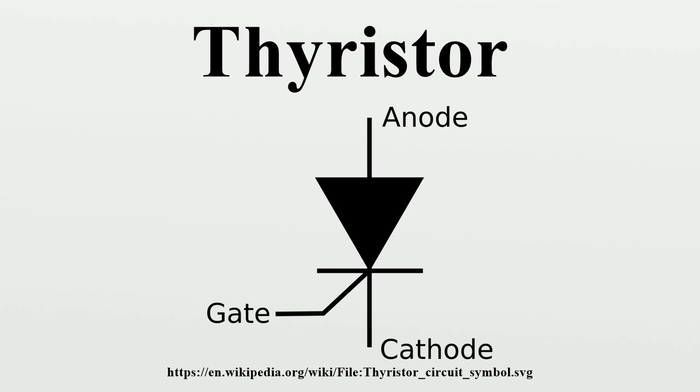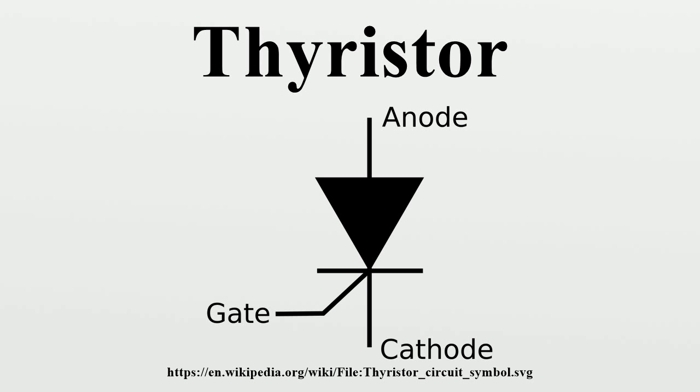Function of the gate terminal. The thyristor has 3 p-n junctions. When the anode is at a positive potential VAC with respect to the cathode with no voltage applied at the gate, junctions J1 and J3 are forward biased, while junction J2 is reverse biased. As J2 is reverse biased, no conduction takes place.